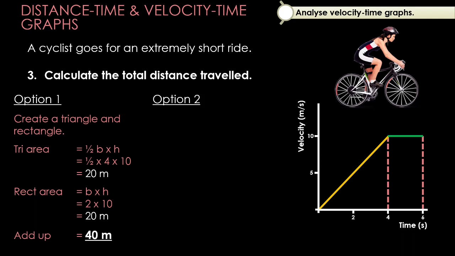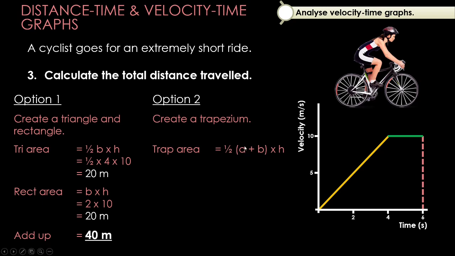Now, there is another option. There is another way of doing this. Option number 2 is to create a trapezium. So a trapezium is a quadrilateral. It's something that has 4 sides, but 2 of those sides are an uneven length, resulting in this sloping bit here. Find the area of a trapezium. We do half times a plus b times the height, where a and b are the short and the long sides, and h the height of the trapezium.